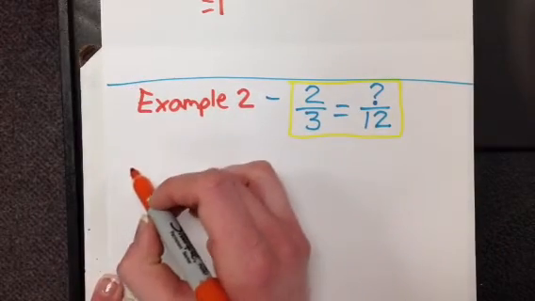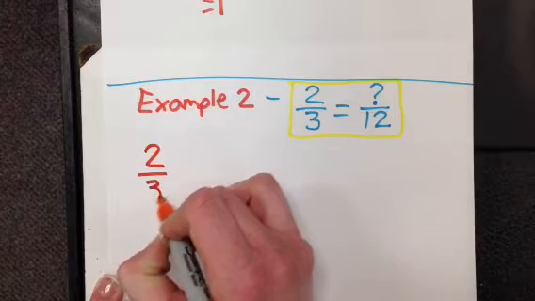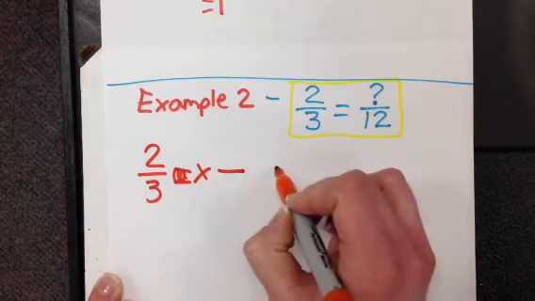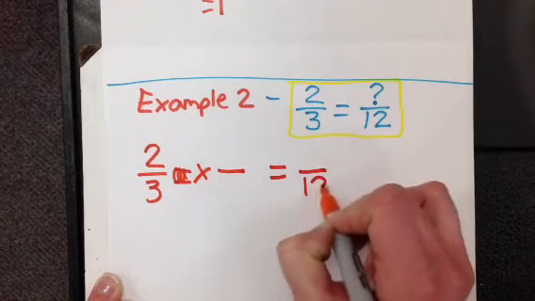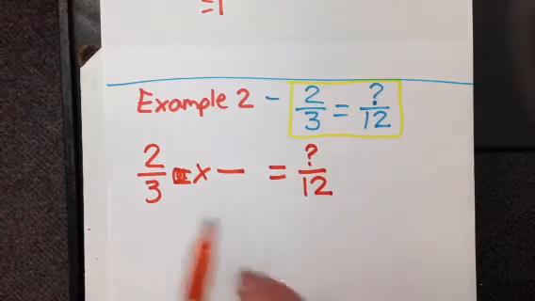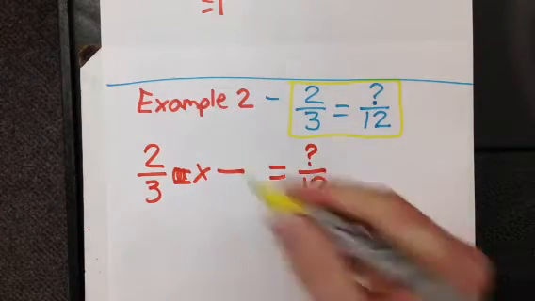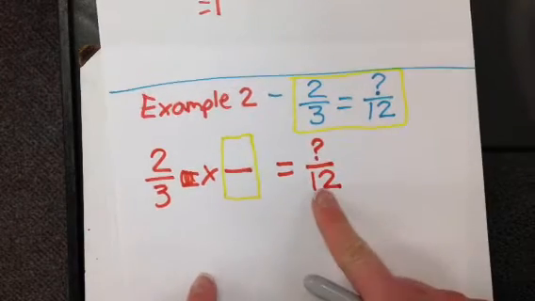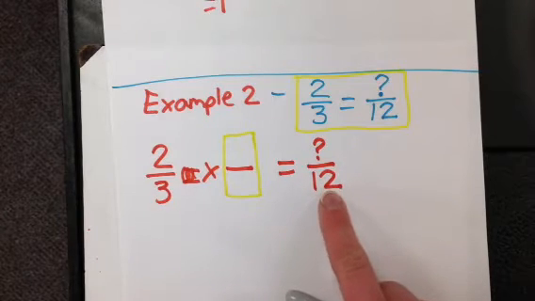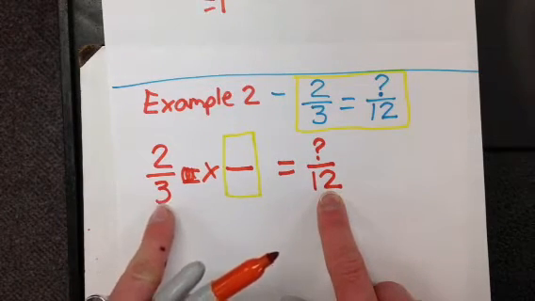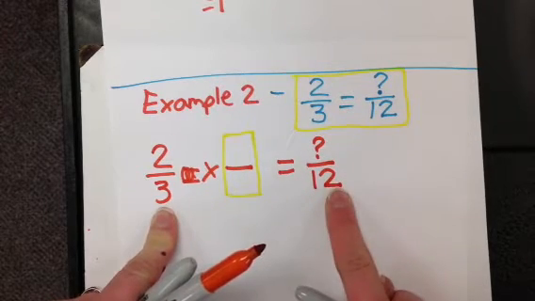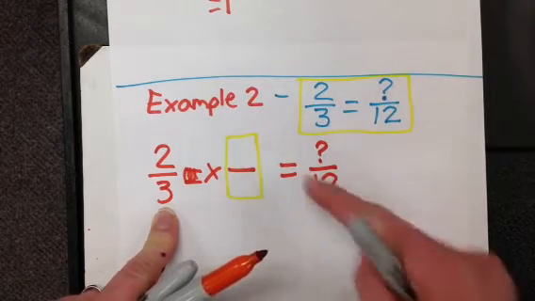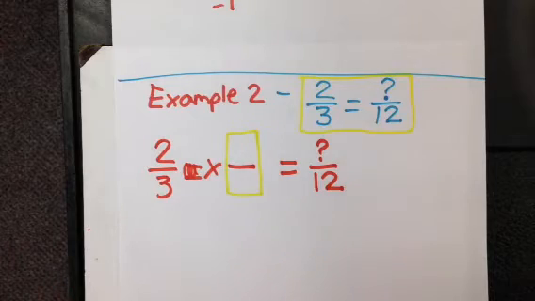So if we write this out, 2/3 times some number is equal to something over 12. Okay, so now we have to find what fraction this is. So we use what we know. We already know that we're supposed to get a denominator of 12. So we need to figure out what 3 times something is equal to 12. We can't figure out this one because we don't know what our ending is supposed to be. So we're going to have to use what we do know to figure out what we don't. So 3 times 4 is equal to 12.